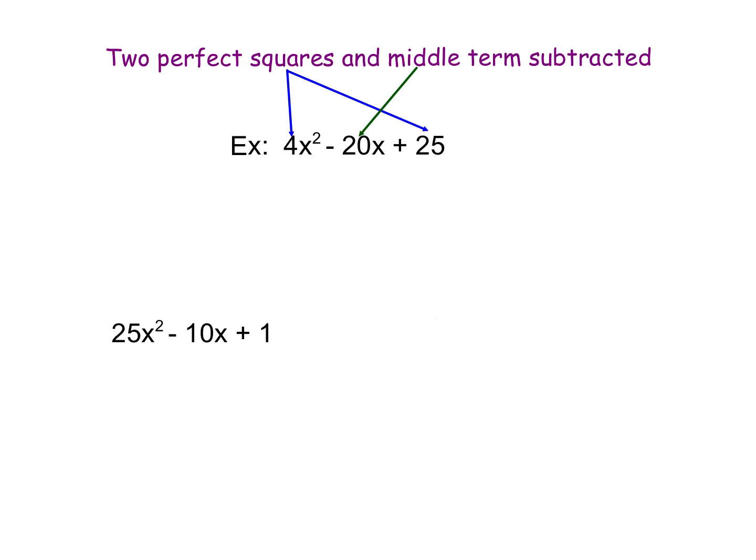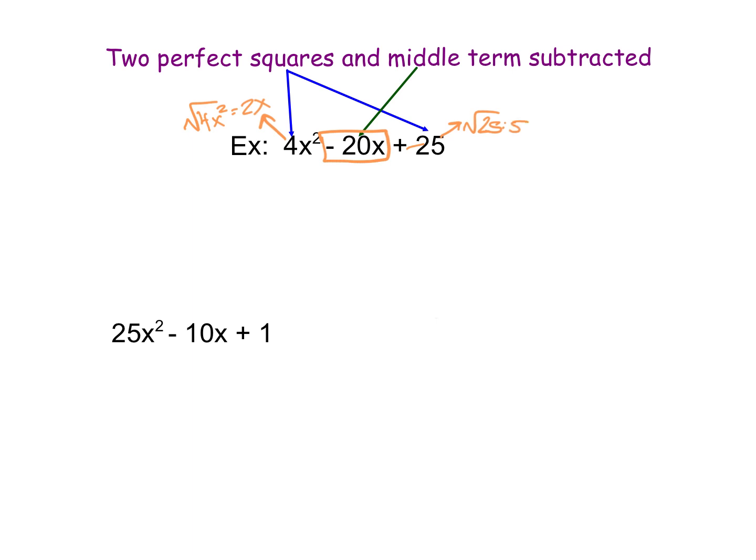The only difference with this one compared to the last one is that this middle term is now a negative 20x instead of a positive 20x. So we're going to look at how that subtle change might alter our factored form. So we already know that the square root of 4x squared is 2x. And we already know that the square root of 25 is 5.